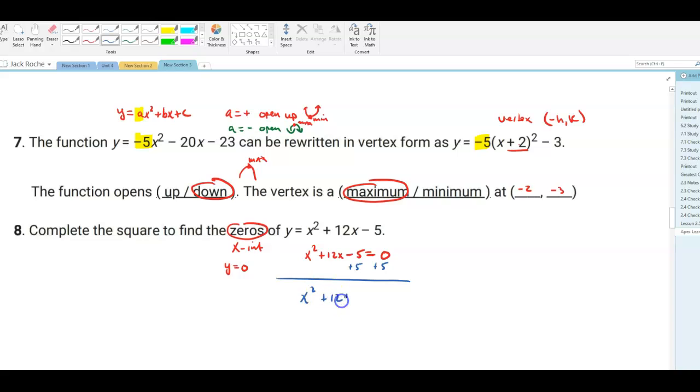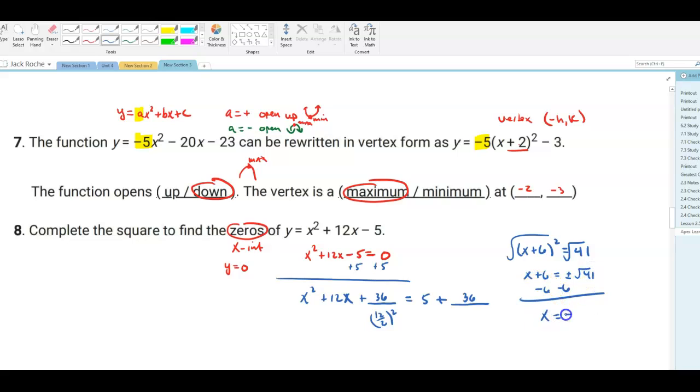I would get x squared plus 12x, and now I'm going to complete this square by adding something to both sides. So, 12 divided by 2 all squared is going to give me 36. I'm going to add 36 here. So, right away you would get x plus 6 all squared equals 41. Take the square root. X plus 6 equals plus or minus the square root of 41. Subtract 6. X equals negative 6 plus or minus the square root of 41.